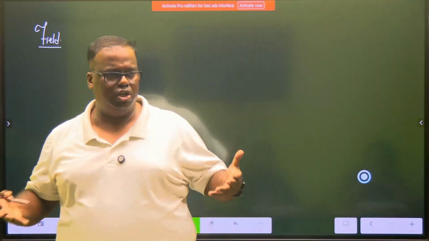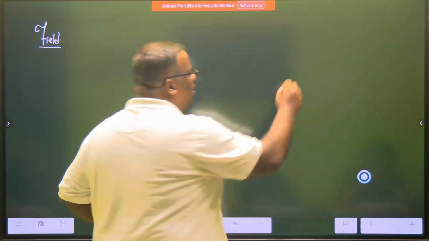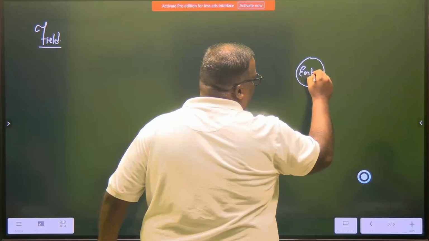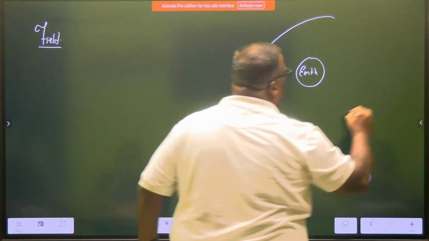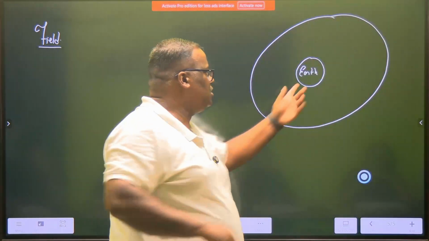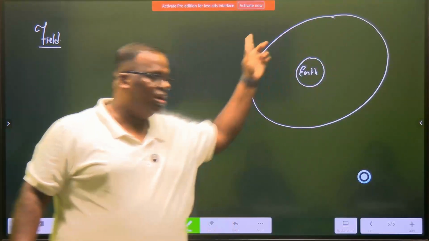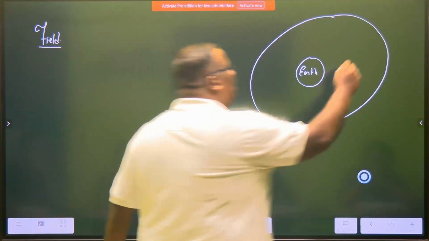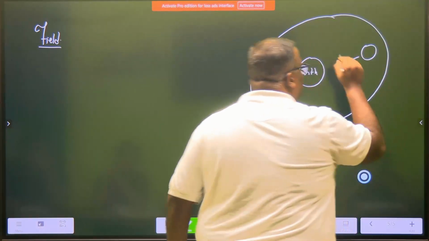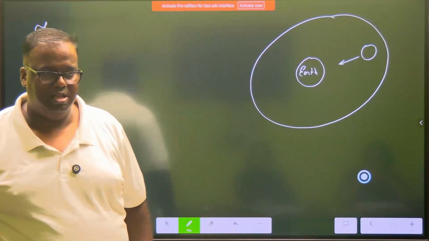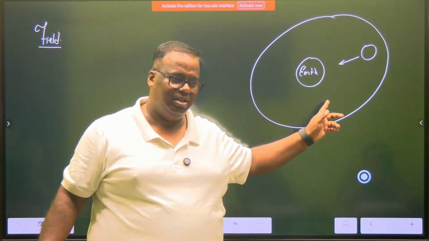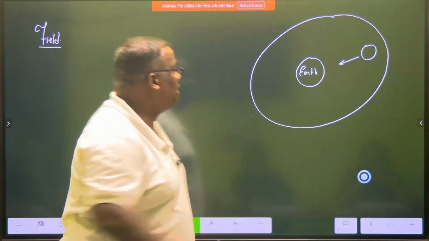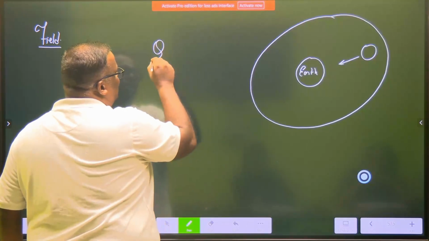Earth's gravitational field. Now let me put that definition. This is Earth. And there is a region around the Earth where it can, now this is an object. Region around an object where it can exert a force on another object without touching it. That is called field. Such a field can be a gravitational field. Such a field can be whatever you have studied so far.